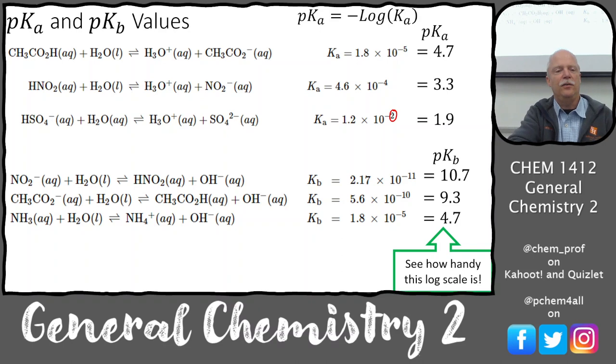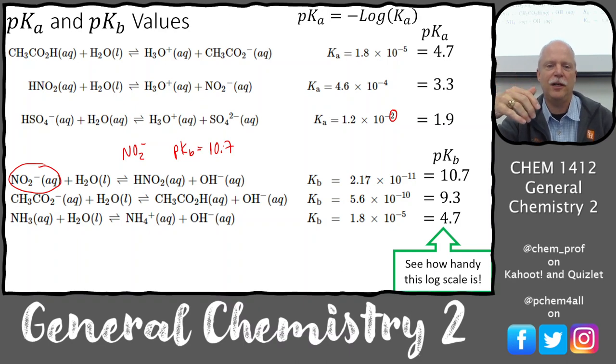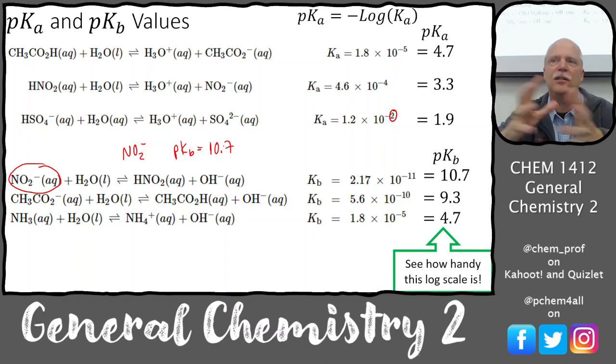So a lot of times you look up these acids and you'll see things like this in a table. You'll say NO2, and it'll say pKb equals 10.7. That's very nice and compact, okay? In forensics, I know a lot of you are interested in forensic chemistry, when you look up the drugs and so on, it'll have pKa values listed, even if it's a base. And so that's sometimes irritating, but that's the way they do it.